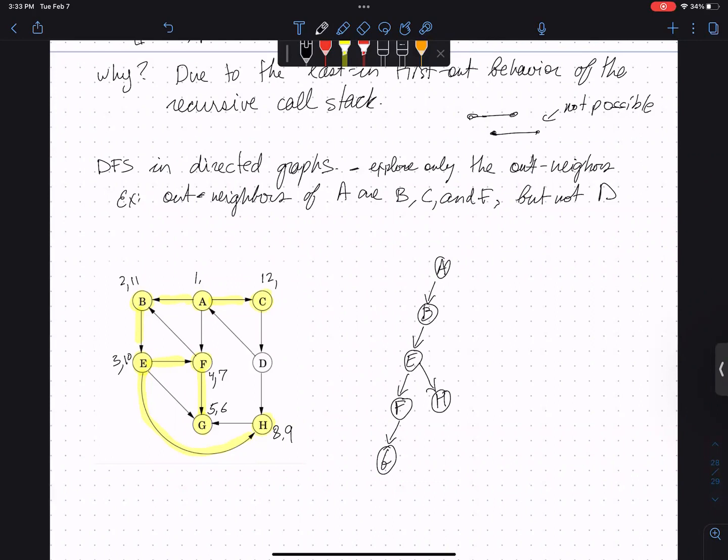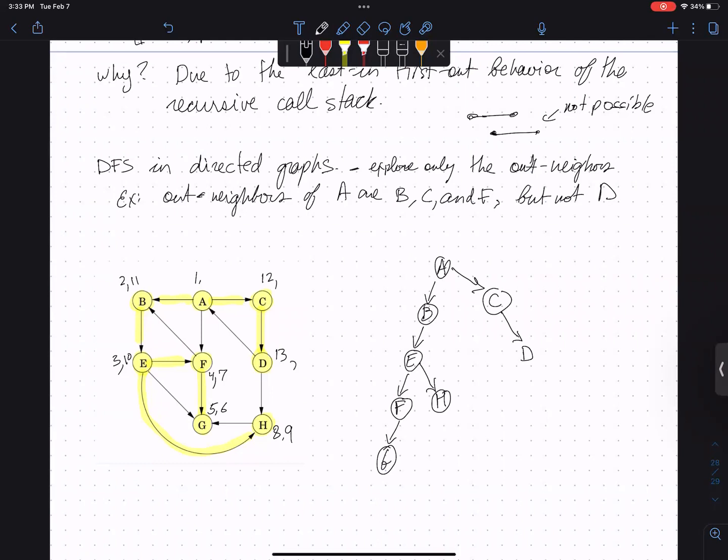Did I miss anything? 7, 8, 9. Good. All right. So at C, we start at 12, and then we go to D. D is 13. I should also be putting here that I went to C, and from C, I went to D.